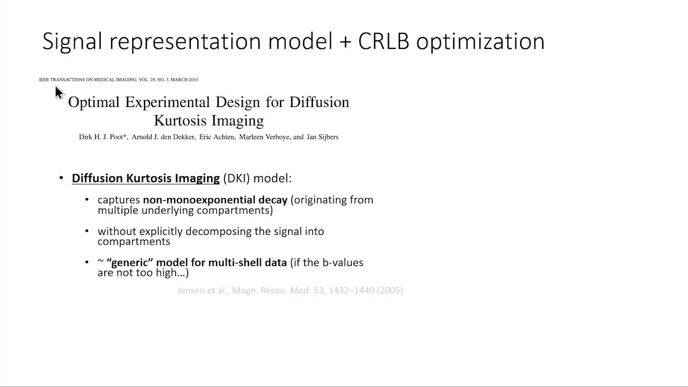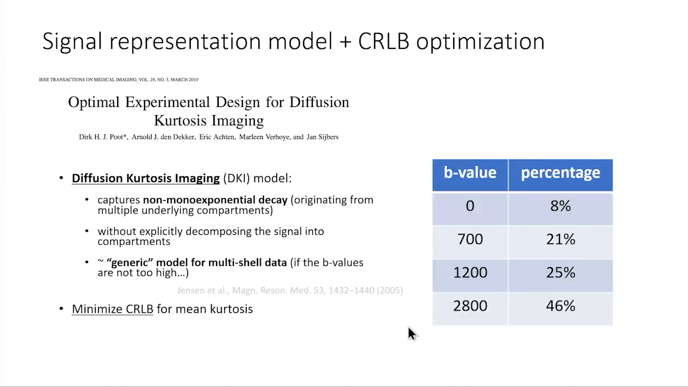For this, there is an interesting paper from Poth et al. from 2010. They used the diffusion kurtosis imaging model, which captures non-mono-exponential decay, which you get if you have multiple underlying compartments, but it does so without explicitly decomposing the signal into multiple compartments. You can think of it as a generic model for multi-shell data, at least if your B values are not too high. And then they minimized the CRLB for mean kurtosis.